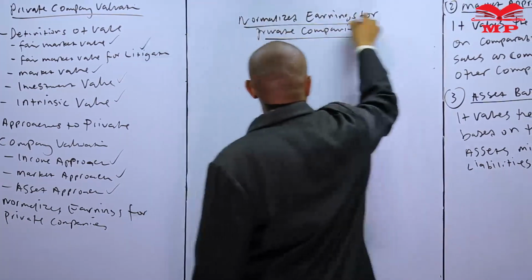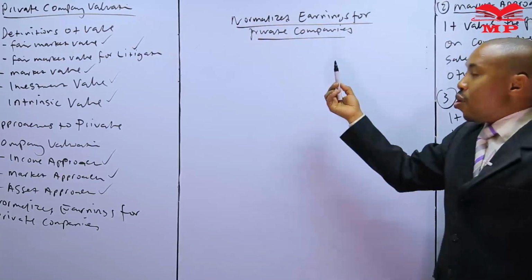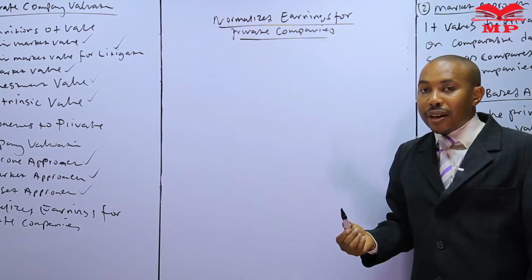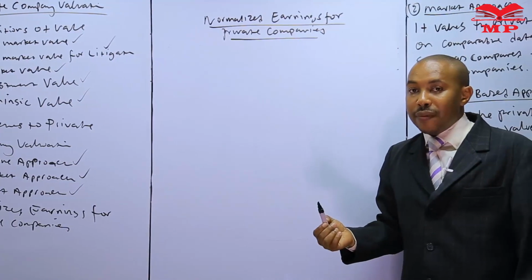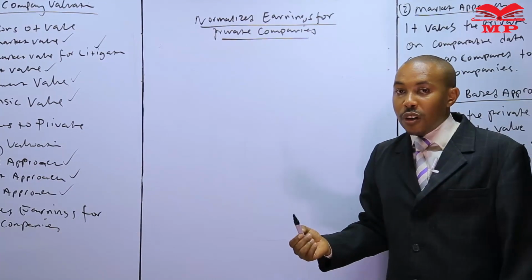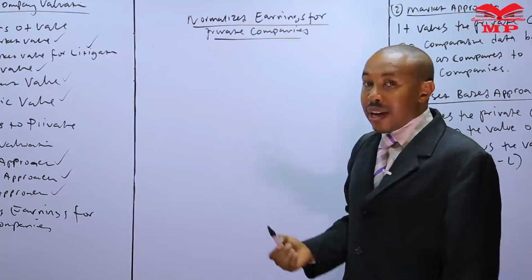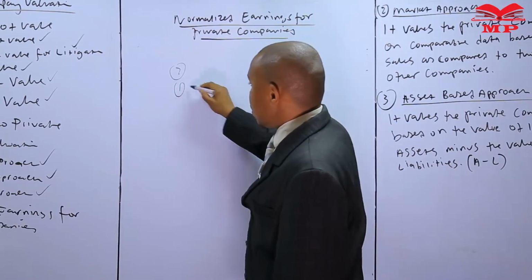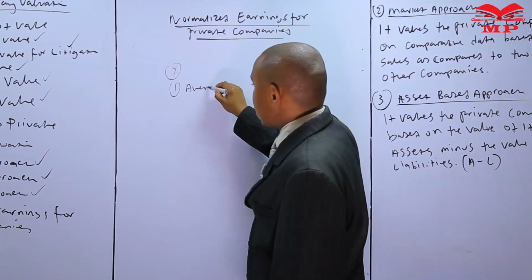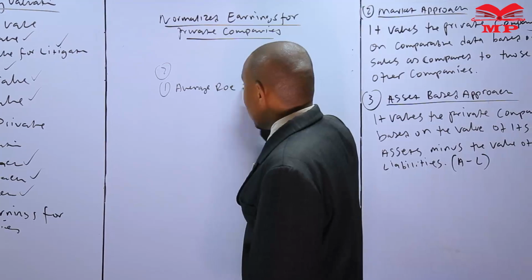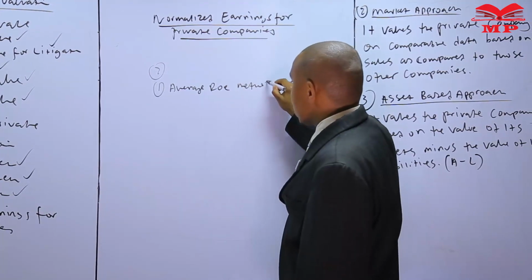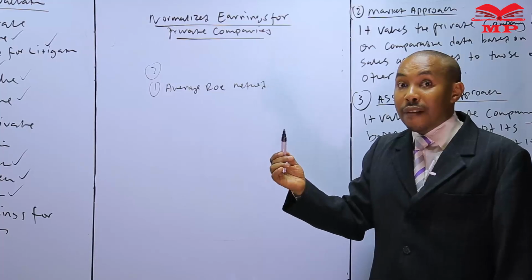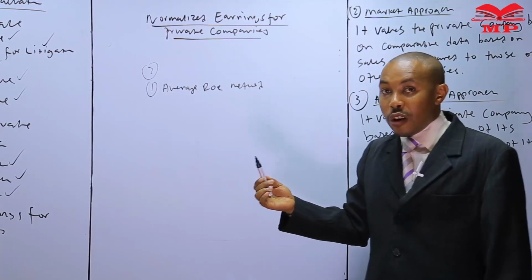Now, normalized earnings. We looked at it when we were looking at market-based valuation, price and enterprise value multiples. And we said that when trying to normalize the earnings, there are two approaches. The first one is the average ROE method. And this average ROE method is for public firms, firms which have been listed on the exchange.